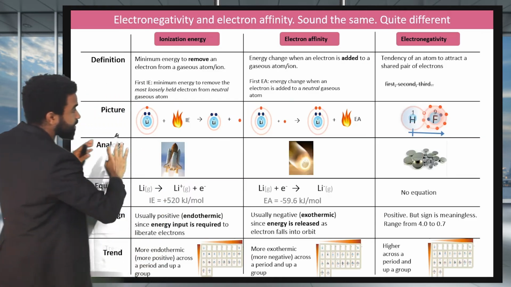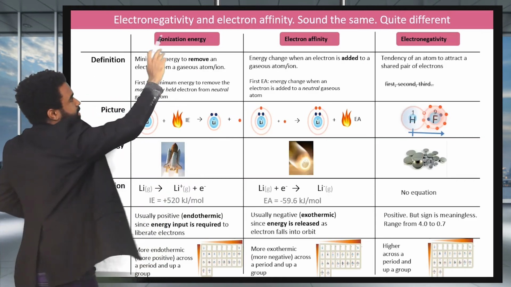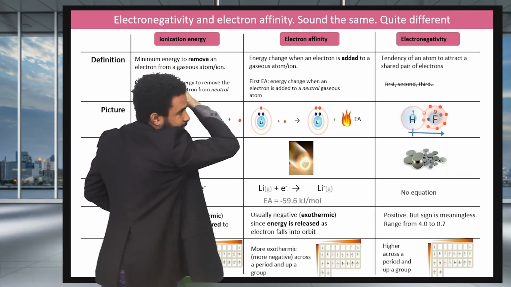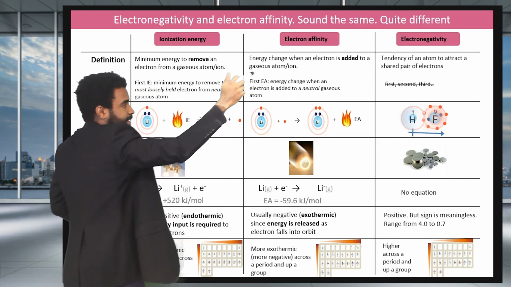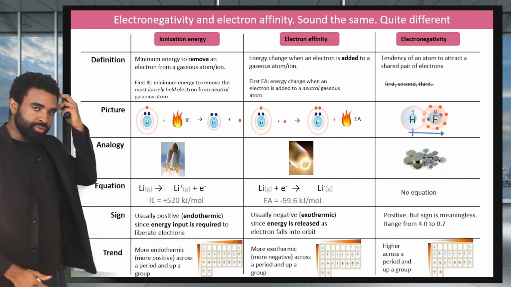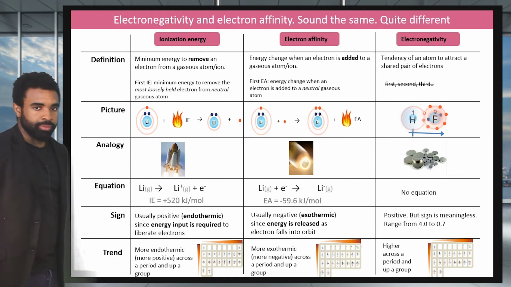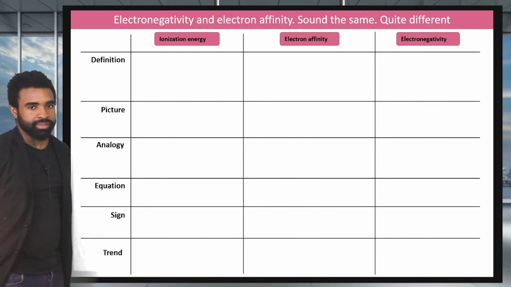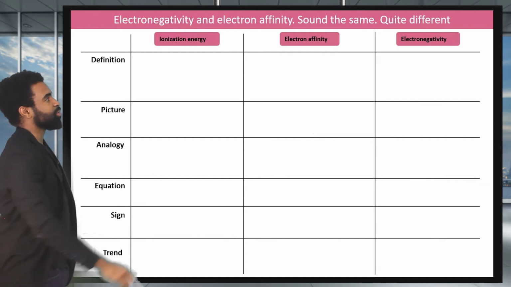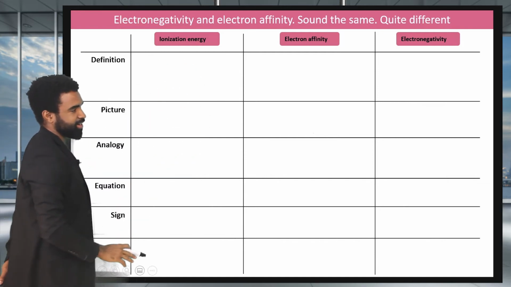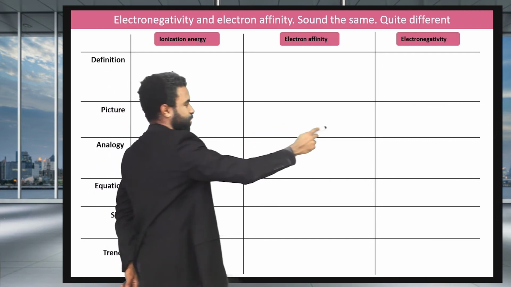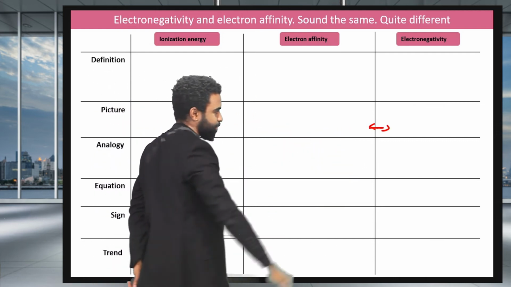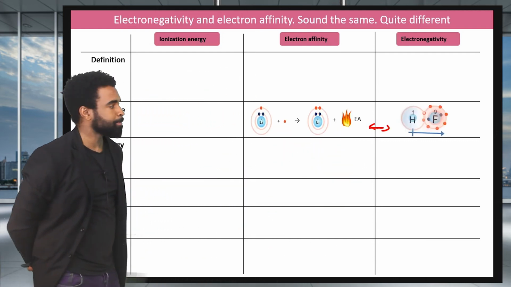Let's now look at this table that compares ionization energy, which we've discussed, electron affinity, which we've also discussed, and electronegativity, which we were just introduced to, in a kind of formal sense. Let's clean out the board and start from scratch. And I will, for the most part, just ignore the ionization energy. Focus on the difference between these two, because that's the most relevant for us at the moment.